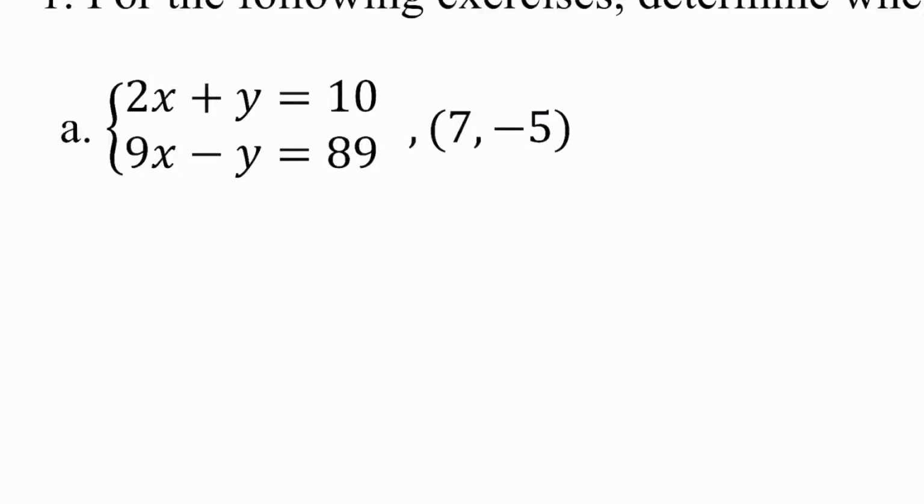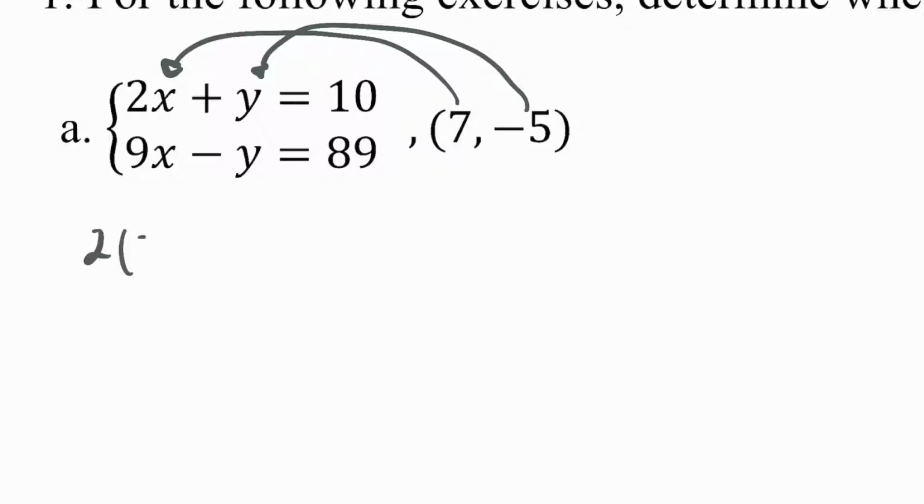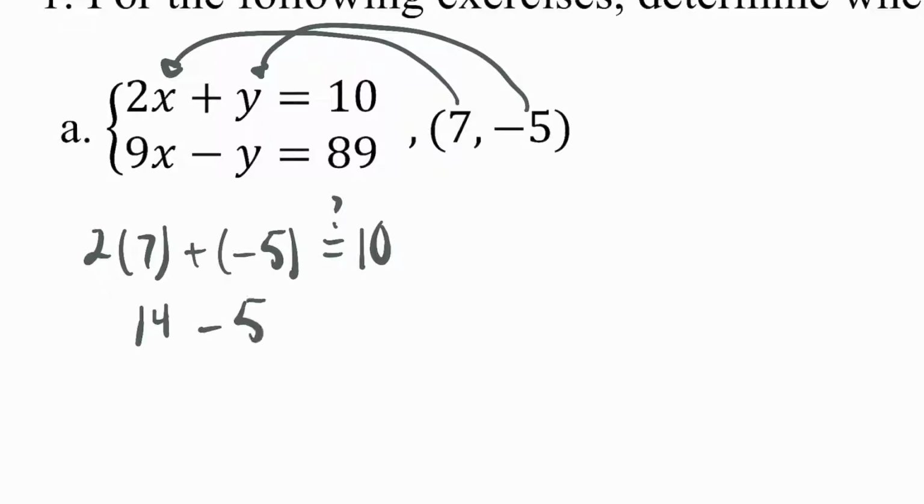So basically, you just work by plugging in. 7 plugs in for x, negative 5 plugs in for y, and if we total up to 10, well, then it solves the first equation. I say it, the ordered pair. So 2 times 7 plus negative 5. Is this equal to 10? Well, 14 minus 5. No, that is not 10. So this is not a solution.